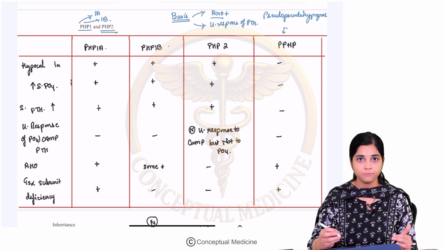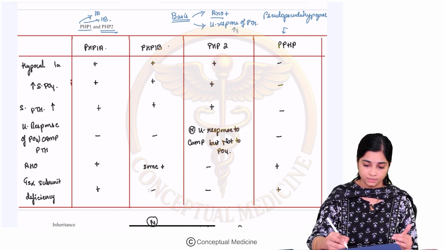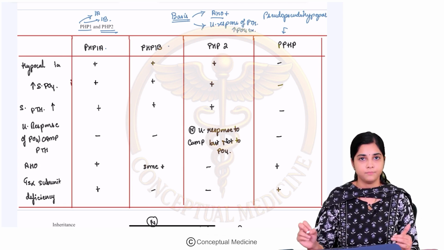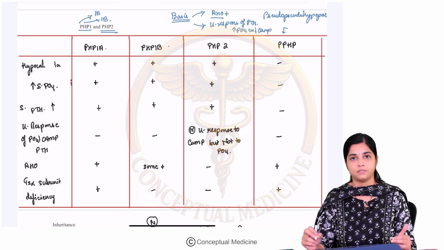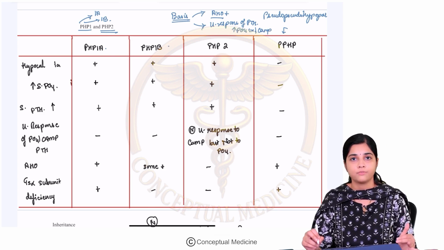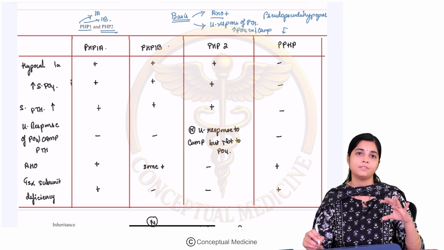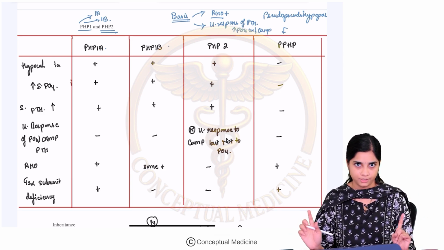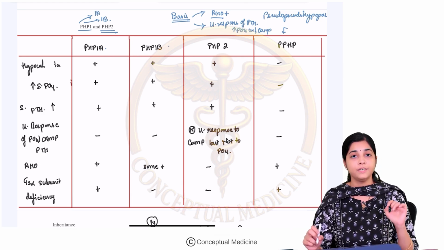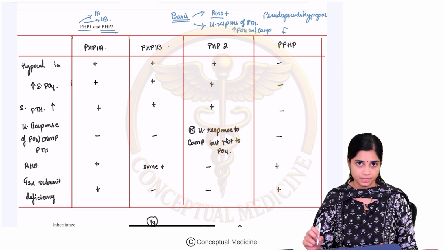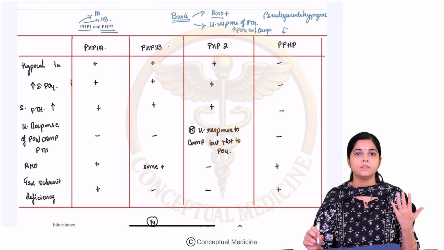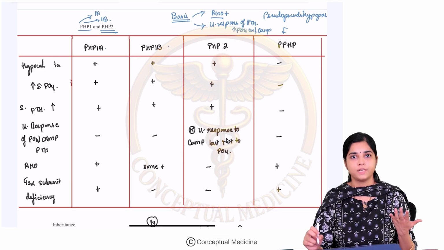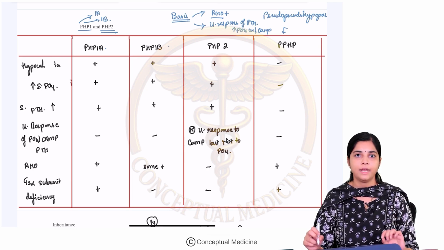Urinary response of PTH in the form of what? Increased phosphate excretion or increased cyclic adenosine monophosphate excretion. So, increased cAMP or increased phosphorus in the urine indicates that the PTH is acting on the kidney and it is all functioning normally. But if there is a resistance to the action of PTH, will there be urinary phosphate or urinary cAMP? No. The urinary response of phosphate or cAMP to PTH will be absent.